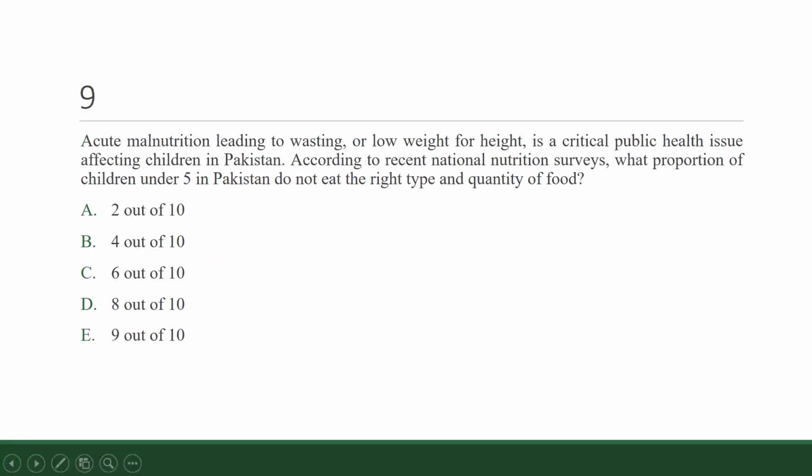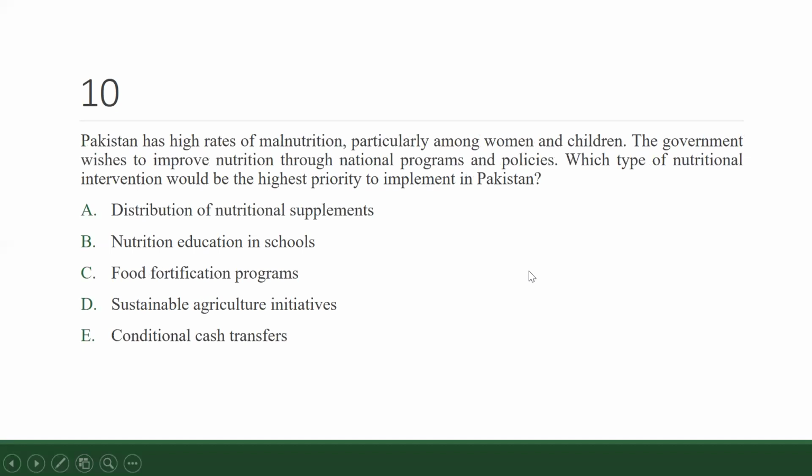Acute malnutrition leading to wasting or low weight for height is a critical public health issue affecting children in Pakistan. According to recent national nutrition surveys, which proportion of children under 5 in Pakistan do not eat the right type and quantity of food? A. 2 out of 10, B. 4 out of 10, C. 6 out of 10, D. 8 out of 10, and E. 9 out of 10. Yes, the answer is D.